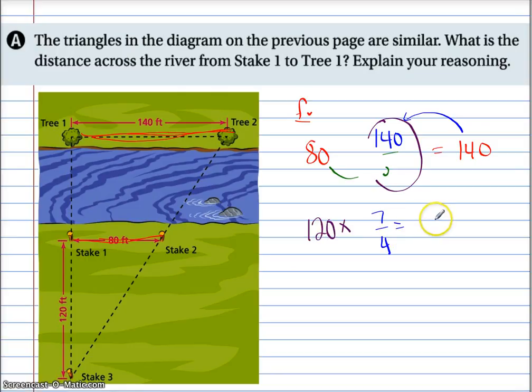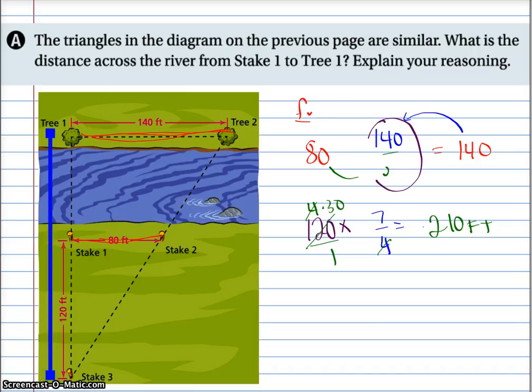And I'll get, well, you know what? Let's reduce a little bit more. 4 and 120 can reduce, because that's 120 over 1. This will be 4 times 30, and these will go away. And I have 30 times 7, which is 210 feet. Now I just found this distance here. This is 210 feet from here to here.